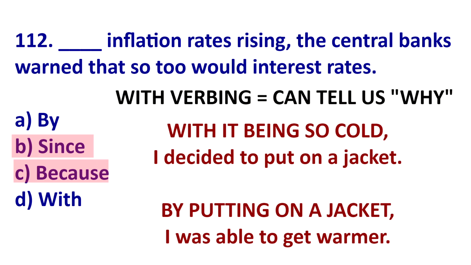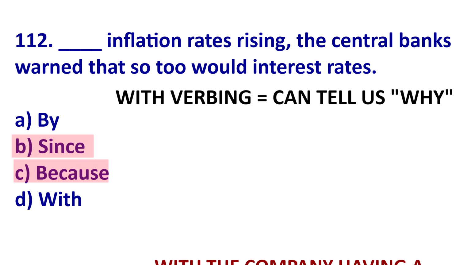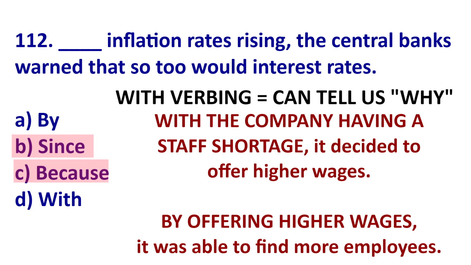When we use with verb ing, it tells us why. With it being so cold, I decided to put on a jacket. Why did you decide to put on a jacket? With it being so cold. By putting on a jacket, I was able to get warmer. How did you get warmer? By putting on a jacket. Notice the difference.